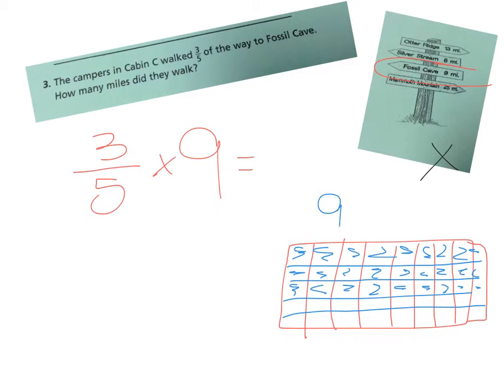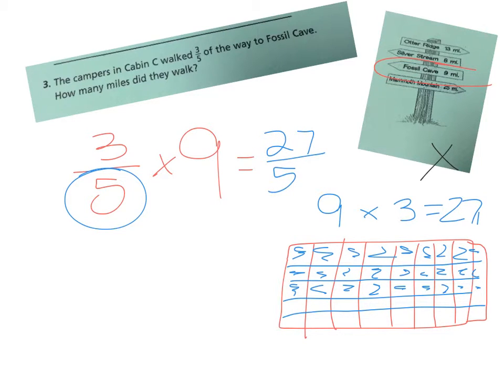Really, what I'm doing is saying, okay, I've got 9 groups of 3, which is 27. And that 27 isn't 27 whole, but 27 fifths. 27 fifths. And that's one of the ways that we've looked at it in class to try and picture it. Now, 27 fifths is not a 5th grade answer. That's not how we show miles in our culture.